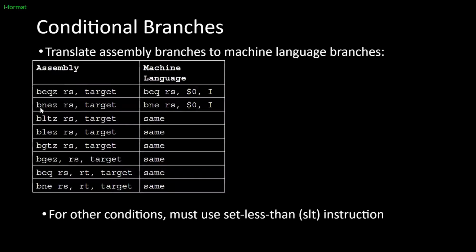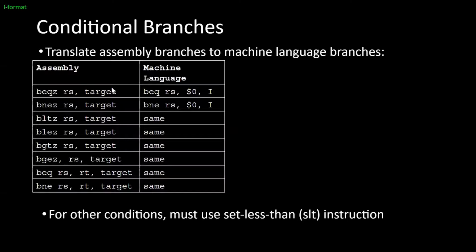Same thing with branch not equal. This is branch not equal to zero, so you're saying this is not 0. And this is going to be translated to branch not equal, with your same register that you had, and then register 0. So that's that, and you have your I. That is going to be some hints about the target that we're going to see.